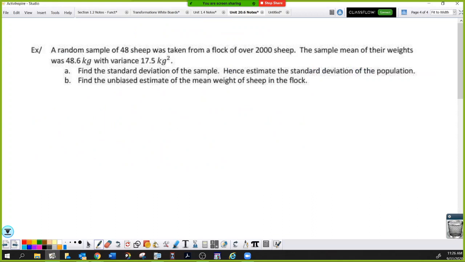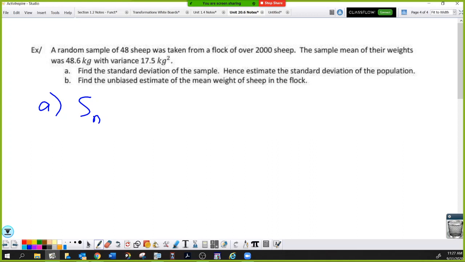A random sample of 48 sheep was taken from a flock of over 2,000 sheep. The sample mean of their weights was 48.6 with variance of 17.5. Find the standard deviation of the sample. Hence, estimate the standard deviation of the population, the thing I was just telling you about. I've seen that kind of question before on IB stuff. So part A: you were told to find the standard deviation of the sample. So that's Sn.